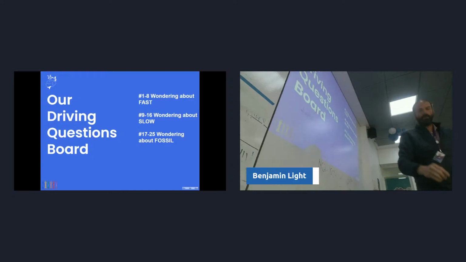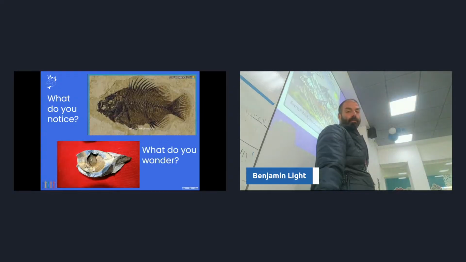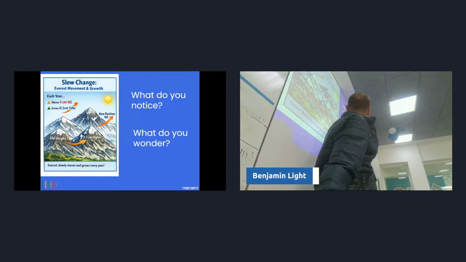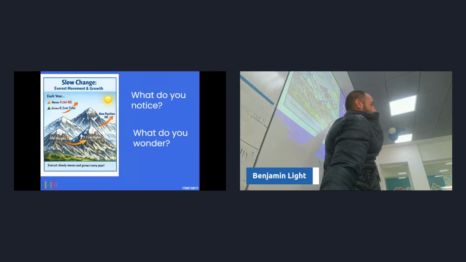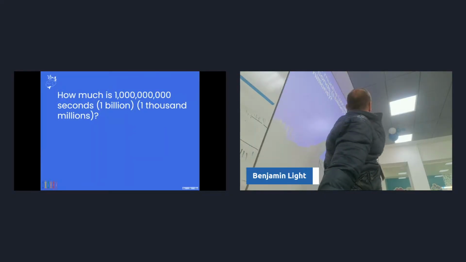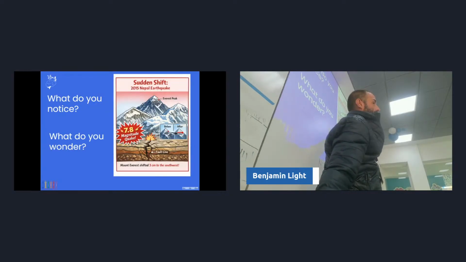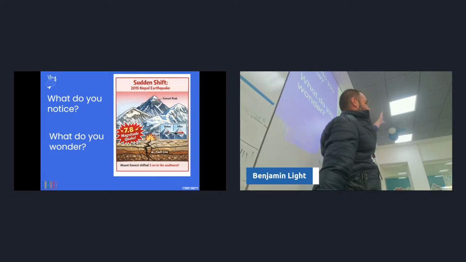There's one thing I wanted to point out that somebody pointed out. What direction does it move? Northeast. So it's moving northeast. What direction did it move in the earthquake? Southwest. So that's completely opposite. So northeast and southwest are completely opposite. Just something to point out.